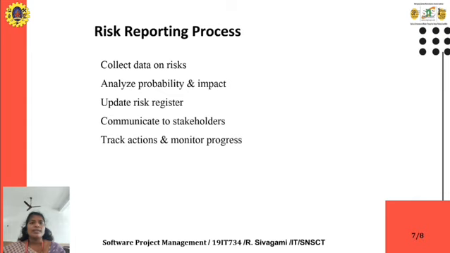The next one is updating the risk register. These are all the risks that occurred in our project, and we are going to update the risk register, and then communicate to stakeholders. We want to communicate with our stakeholders the risks affecting our project, and then track actions and monitor the process. We should take action for that risk and monitor the progress.